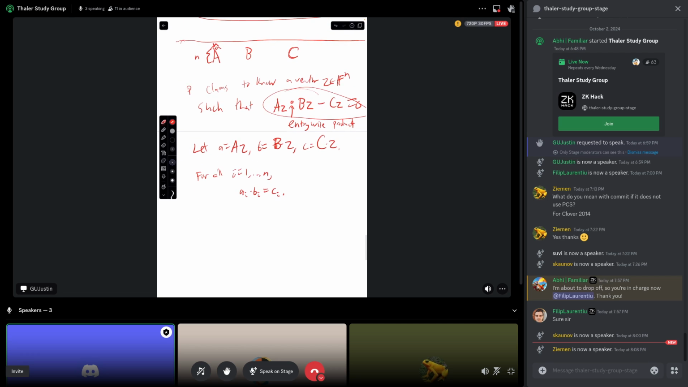Okay, so this is called a rank 1 constraint system. Each and every one of these is called a rank 1 constraint. Rank 1 refers to the fact that there's only one multiplication here. That's what rank 1 means.